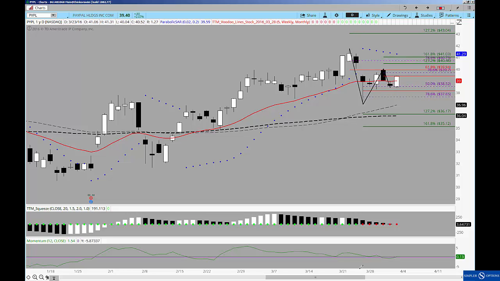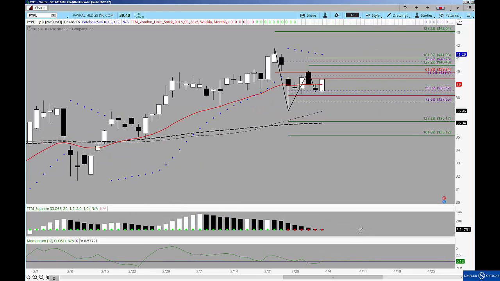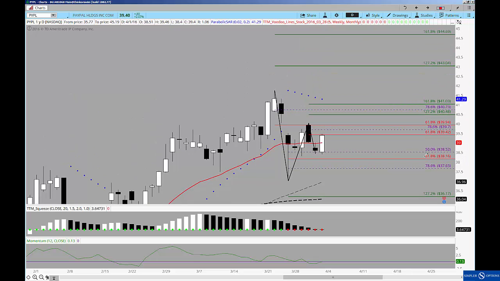To make a long story short, if you're watching PayPal on Monday and it can do a good job of clearing this level, which I show being at 39.42, I think that will start to help the bullish side of this. I'm not all that interested in playing it.